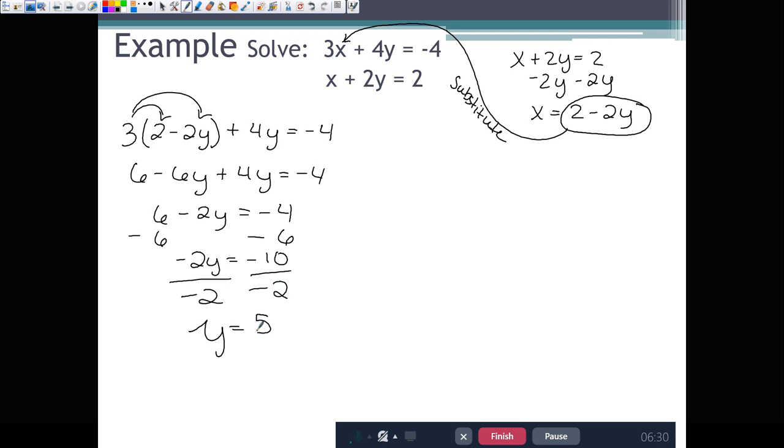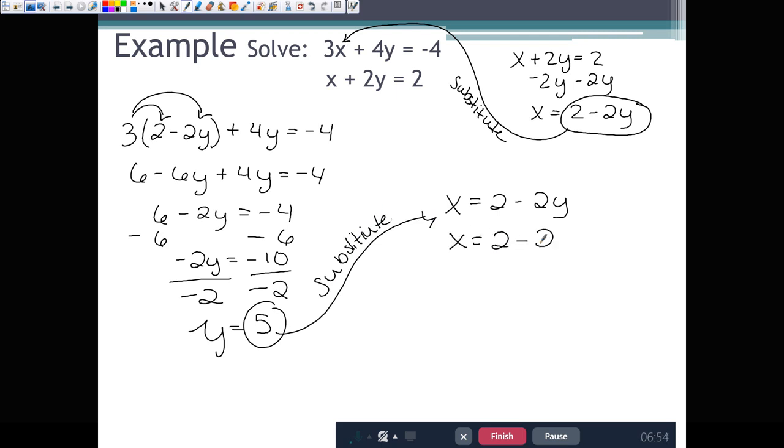Well, here we already solved for x, so all I have to do is substitute in my y. So that means I'm going to have x equals 2 minus 2y, but instead of my y, I'm going to substitute in 5. So I'm going to have x equals 2 minus 2 times 5. So that's going to be x equals 2 minus 10. And what is 2 minus 10? Okay, so my ordered pair is going to be negative 8, 5.